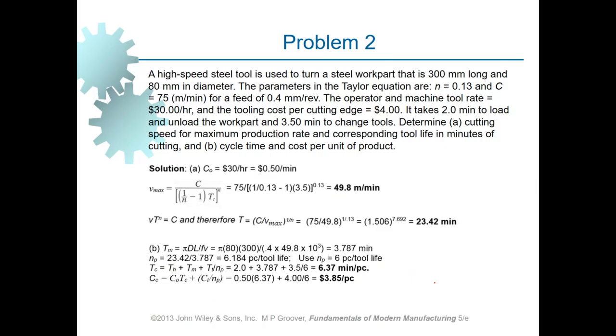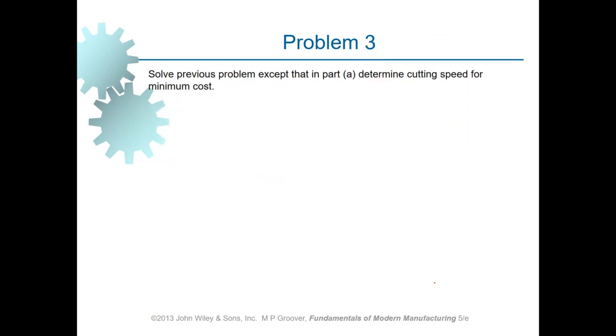No questions. So let's move on to the next problem, problem 3. Problem 3, what is it asking us? Solve the previous problem, except that in part A, determine cutting speed for minimum cost. How does it change the problem? The way that we do the problem is exactly the same, except that the equation that was used to compute cutting speed will be different now.